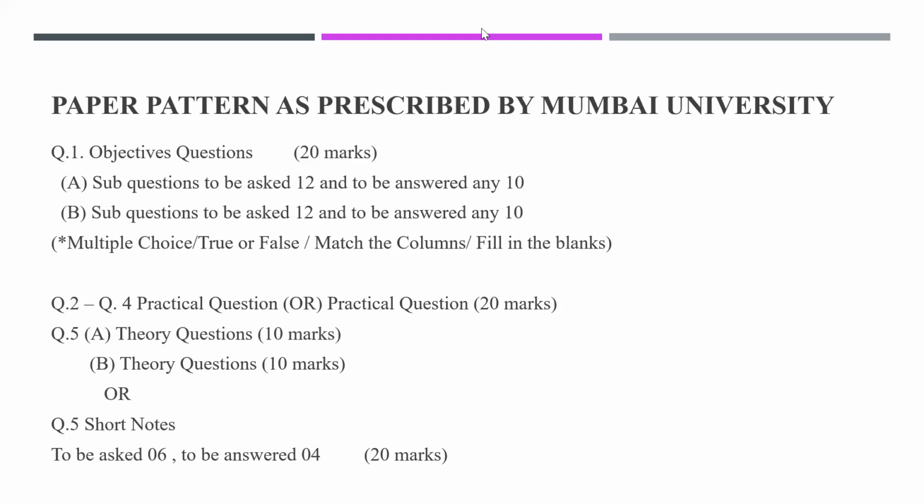Question number 5A-B, long answers of 10 marks each, or question number 5, short notes, in which 6 questions will be asked. You have to answer any 4 of 5 marks each. 5 into 4, that is 20 marks. The short notes also are of 20 marks. Long answers also are of 20 marks. In long answers, 2 questions will be there of 10 marks each. And in short notes, 4 questions will be there of 5 marks each. This is the paper pattern as prescribed by Mumbai University.